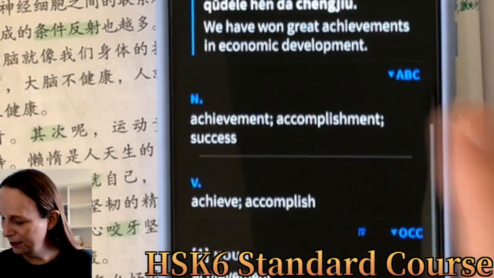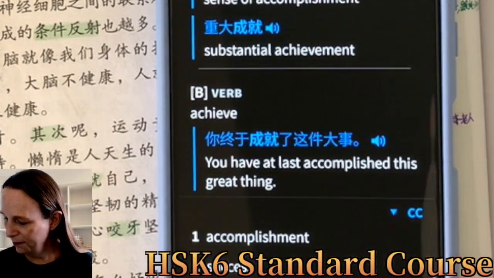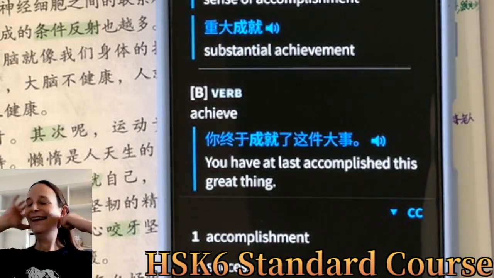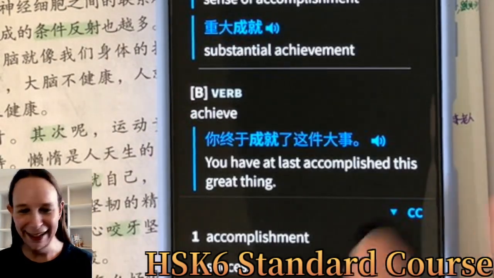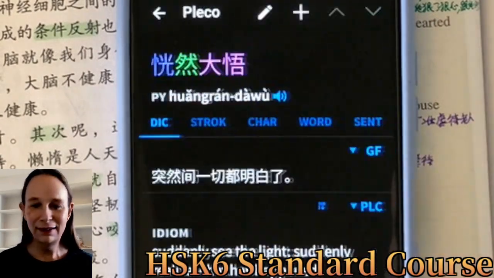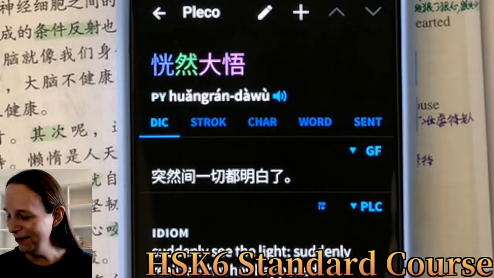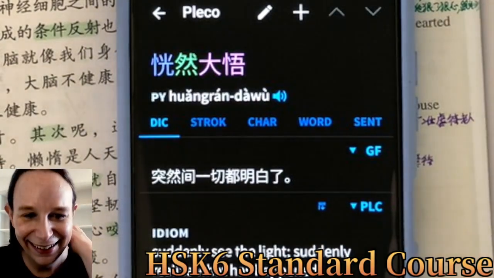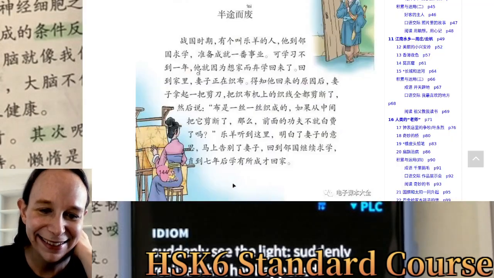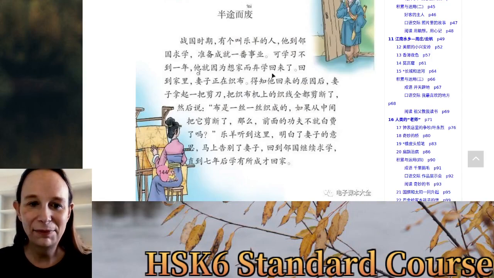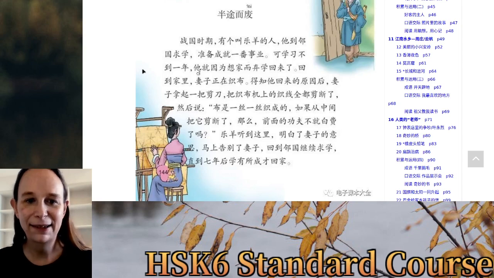业很大成就，所有成就那样 verb here. 你终于成就了这么大事。I'm having an epiphany right here. This is grade 3, right? 三年级. Oh, yeah. Well, that's what happens, isn't it? All right. 成就事业. So complete a mission or task.